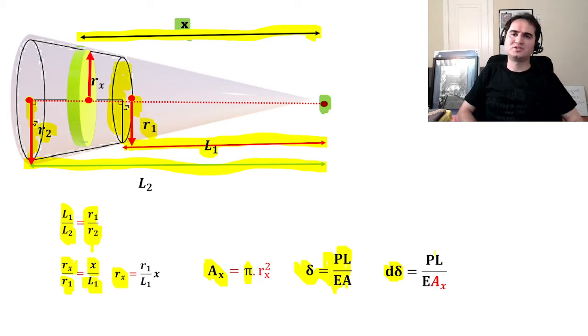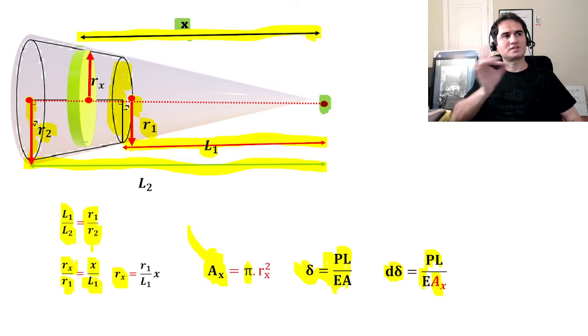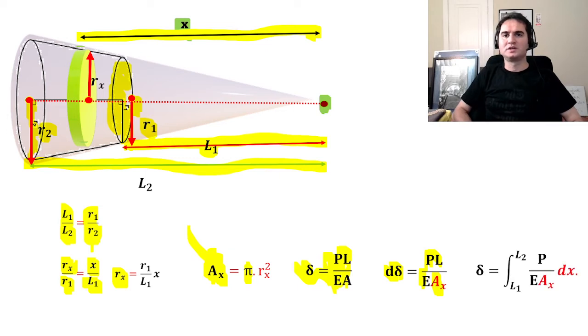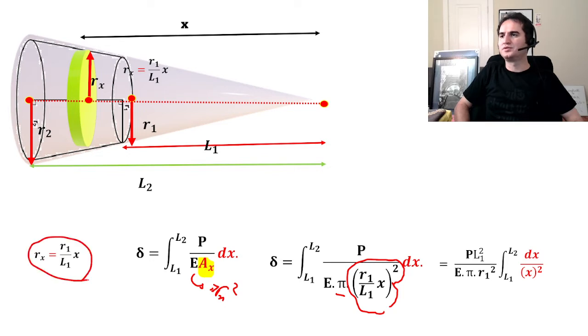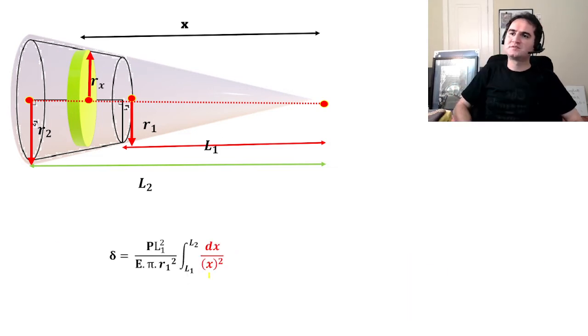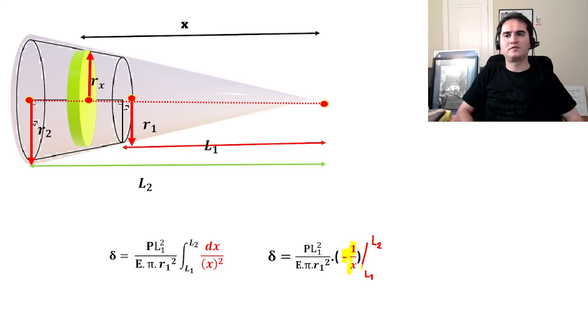So that gives us P dx over E Ax, with a changing cross-sectional area through the entire section, and you can integrate the equation to get the total deformation. If we replace Ax, which is pi Rx squared, where Rx is equal to R1 over L1 times x, we get Rx squared and then dx. If we take the constant out of the integration and integrate dx over x squared from L1 to L2, that gives us negative 1 over x from L1 to L2.